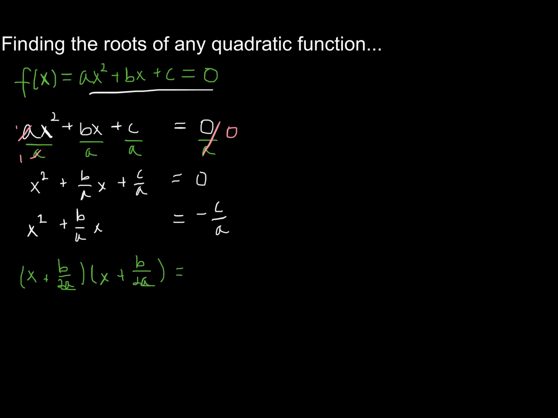And since this missing piece is b over 2a, when we multiply b over 2a times b over 2a, we're going to get b over 2a squared, right? Something times itself is that something squared. So the missing piece that we'll have to add to both sides of our equation is b over 2a squared.